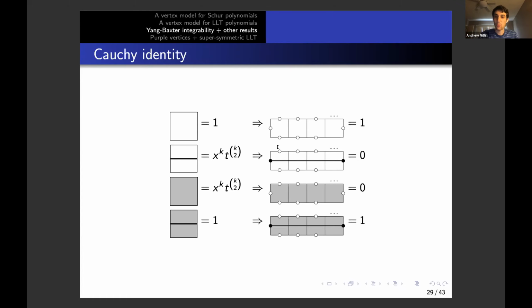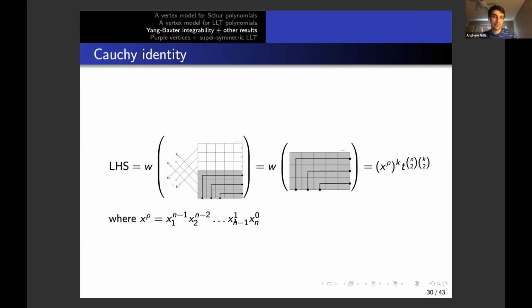So in other words, one way to think about it is this is not a valid configuration because it'll give me a weight of 0. The opposite is true for the gray vertices. So a blank gray vertex gives me an x power. So when I send a blank gray vertex to infinity, I get 0. And then if I have a horizontal path, that has a weight of 1. So if I send that off to infinity, I pick up a weight of 1.